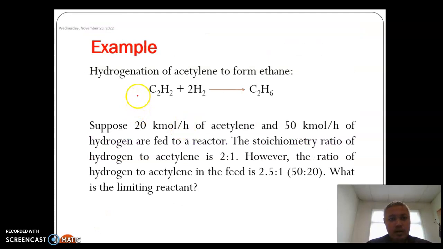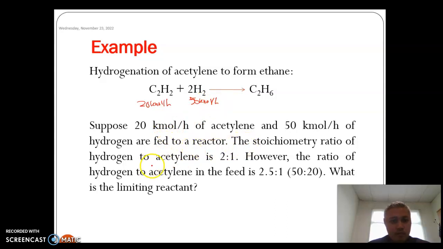Consider the hydrogenation of acetylene to form ethane, where we have C2H2 plus 2H2, and then the product is C2H6. Suppose we have 20 kilomole per hour of acetylene and 50 kilomole per hour of hydrogen fed to a reactor.